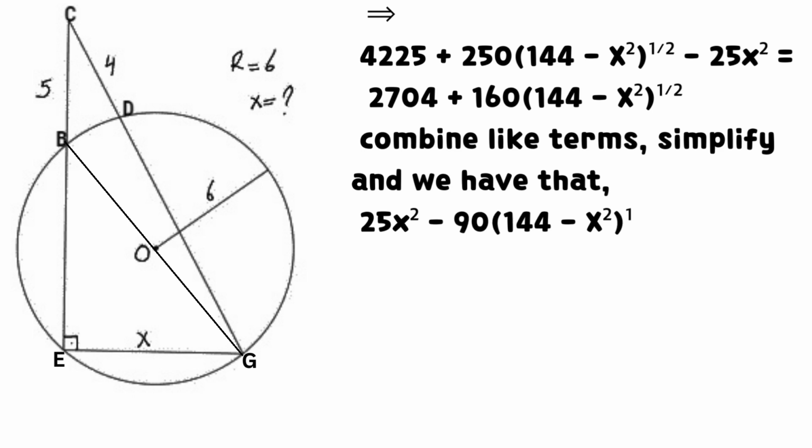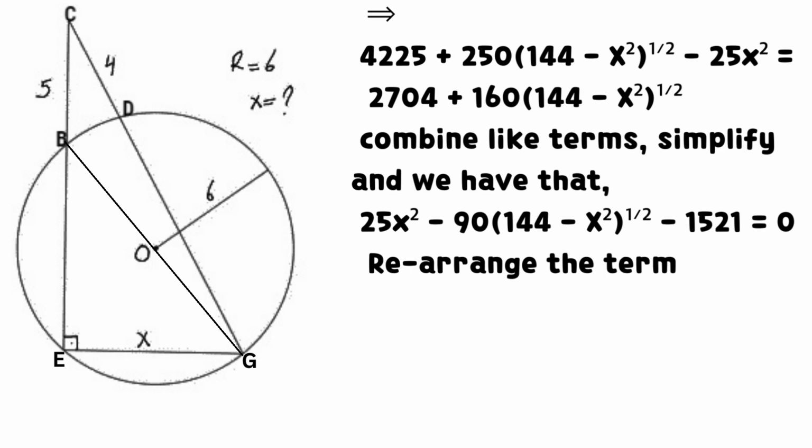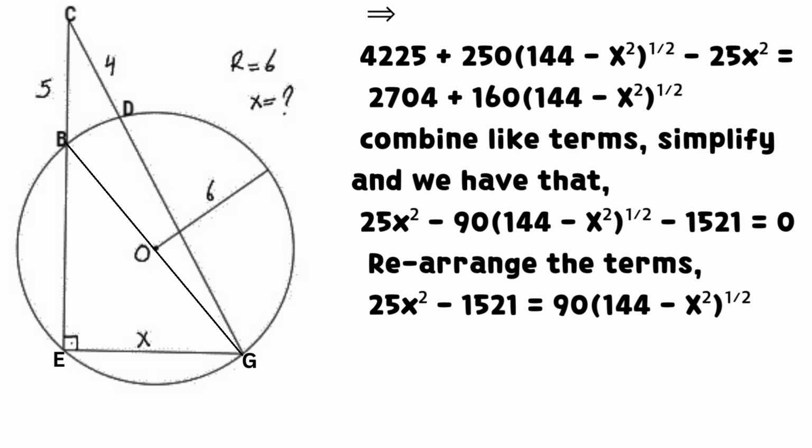Combine like terms, simplify and then rearrange the terms so that the product of 25 and the square of x minus 1521 equals the product of 90 and the square root of 144 minus the square of x. Thus, square the equation.